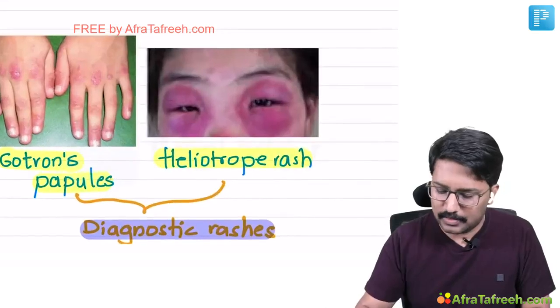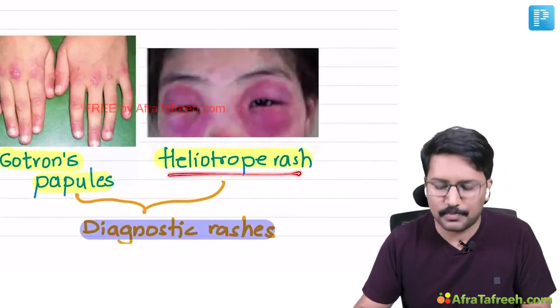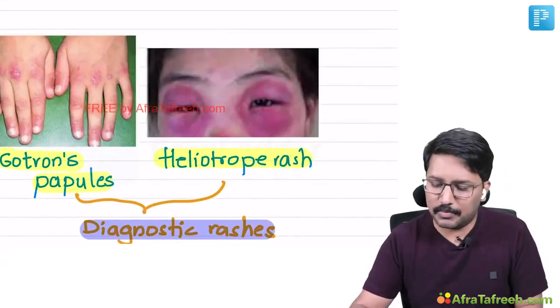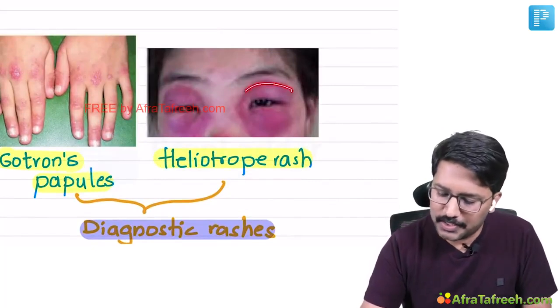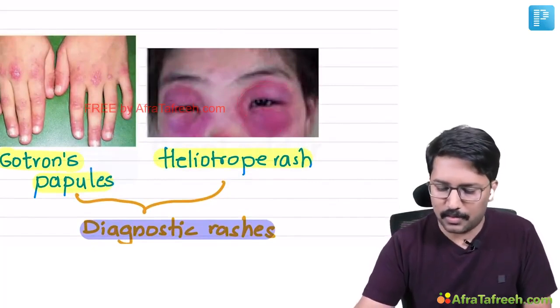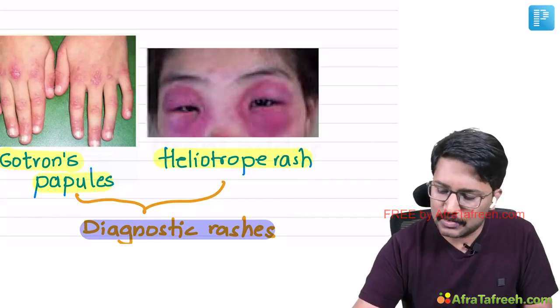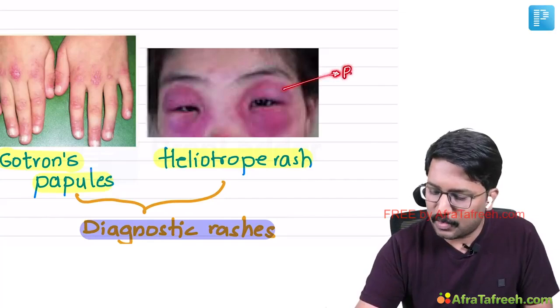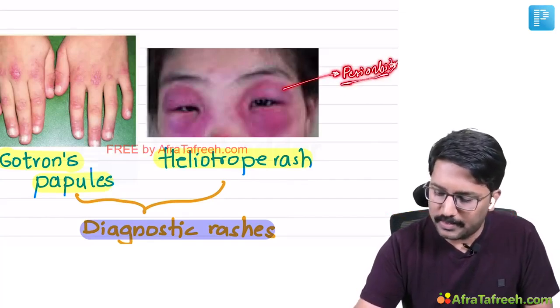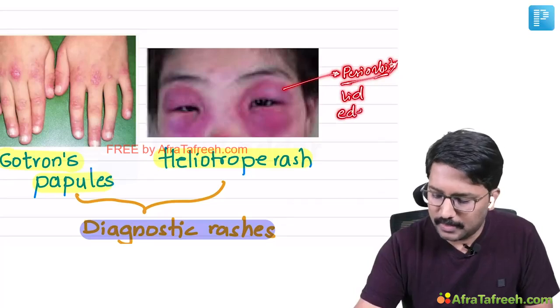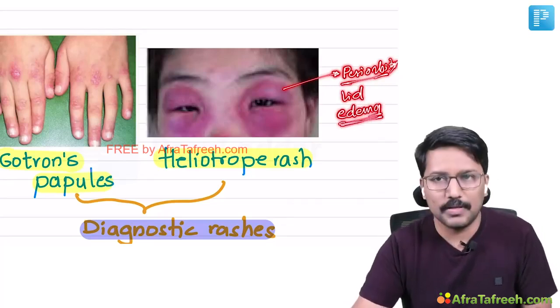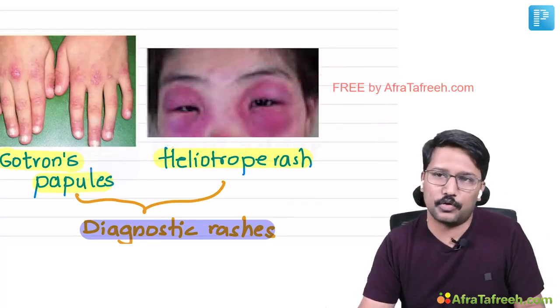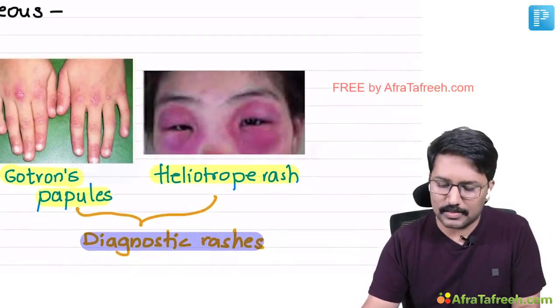Then the second important diagnostic rash is heliotrope rash. Heliotrope rash, you are all familiar with this, is a violaceous hue and erythema around the periorbital structures. So sometimes apart from this violaceous rash, they may have the periorbital, particularly lid edema, right? They may have eyelid edema also in a very subtle form. That may be the initial manifestation of this heliotrope rash. So these two are considered as diagnostic rash.